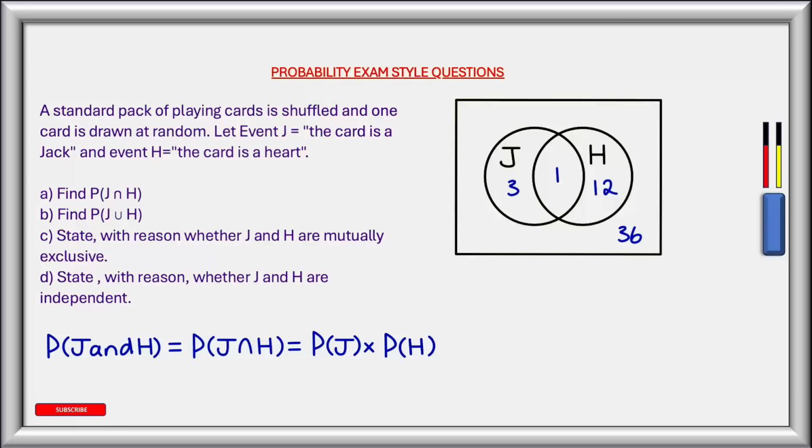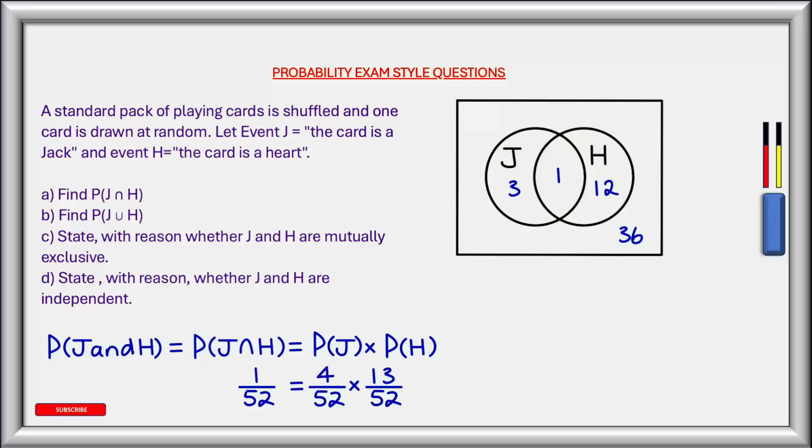So if they are independent, it means that the outcome of one does not have any impact on the outcome of the other. And we know that the probability of J and H is equal to the probability of the intersection between J and H, which is equal to the probability of J multiplied by the probability of H. Now we've already calculated the probability of the intersection between J and H, and we found that it was equal to 1 divided by 52.